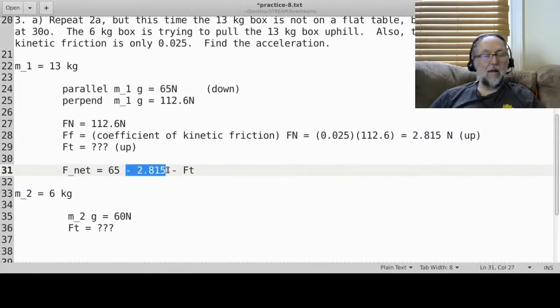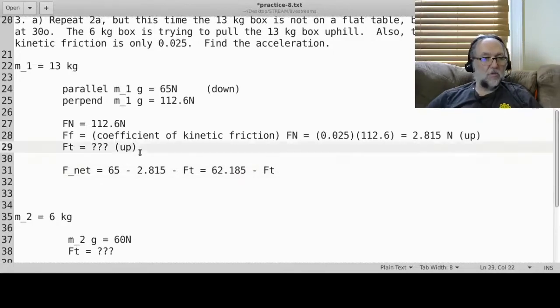The 2.815 friction is in the opposite direction of the acceleration, and so is FT. FT is also in the opposite direction. So for the forces that are in the opposite direction to the acceleration, it's negative, and the one in the direction is positive. Okay, so this actually simplifies to this. So 65 minus the 0.2815, that's going to be 62.185, minus FT, and there you go. There's F net.